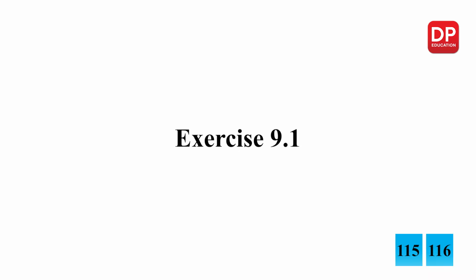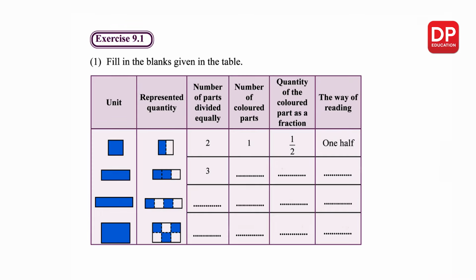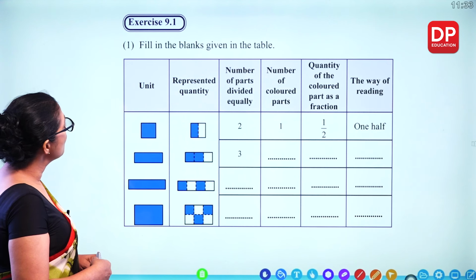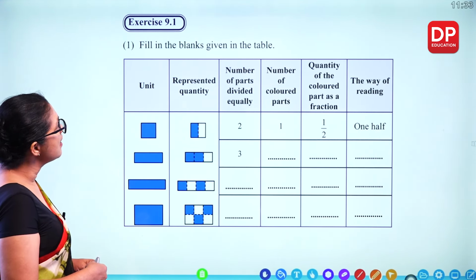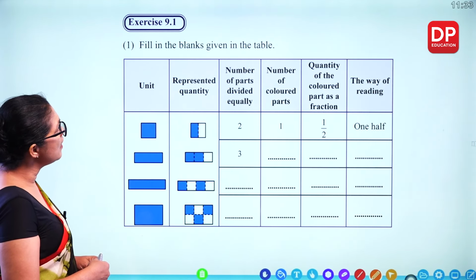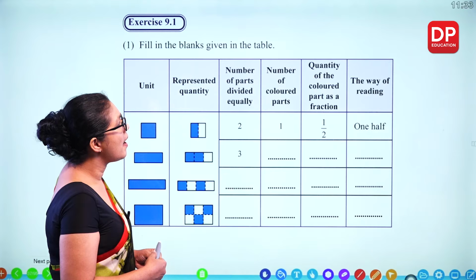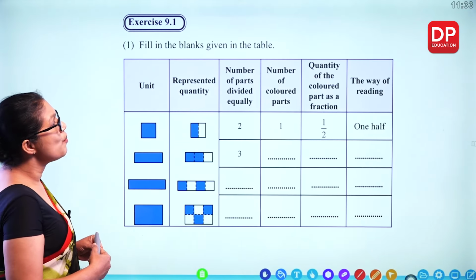Now we'll look at the exercise in your textbook. Exercise 9.1. Fill in the blanks given in the table. So you have given unit, represented quantity, number of parts divided equally, number of colored parts, quantity of the colored part as a fraction, and the way of reading.